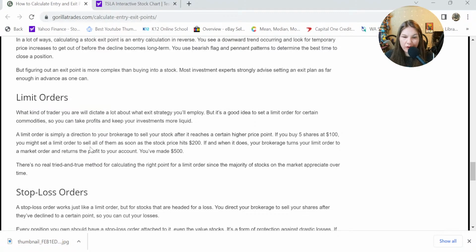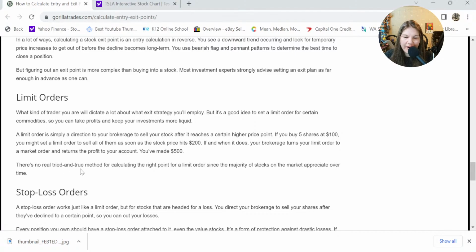What kind of trader you are will dictate a lot about what exit strategy you'll employ. But it's a good idea to set a limit order for certain commodities so you can take profits and keep your investments more liquid. A limit order is simply a direction to your brokerage to sell your stock after it reaches a certain higher price point. If you buy 5 shares at $100, you might set a limit order to sell all of them as soon as the stock price hits $200. And if and when it does, your brokerage turns your limit order to a market order and returns the profit to your account. You've made $500.